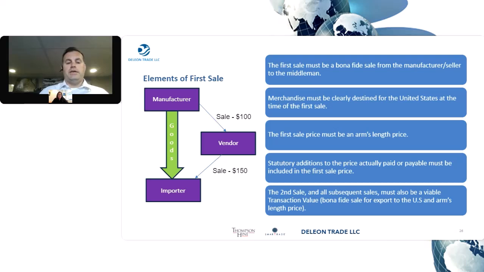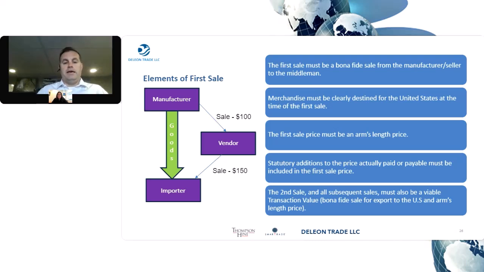But essentially, if the vendor never has title to the goods or bears risk of loss in the transaction, there are additional criteria that have to be met for that still to be considered a bona fide sale. Because the vendor is just a pass-through, and the manufacturer takes the risks up to the point of export, and then the importer takes it from the port of export up to importation. That vendor never really had title or any risk in the transaction. They're just basically cutting some of the profit out, right? So there are additional elements you have to prove.